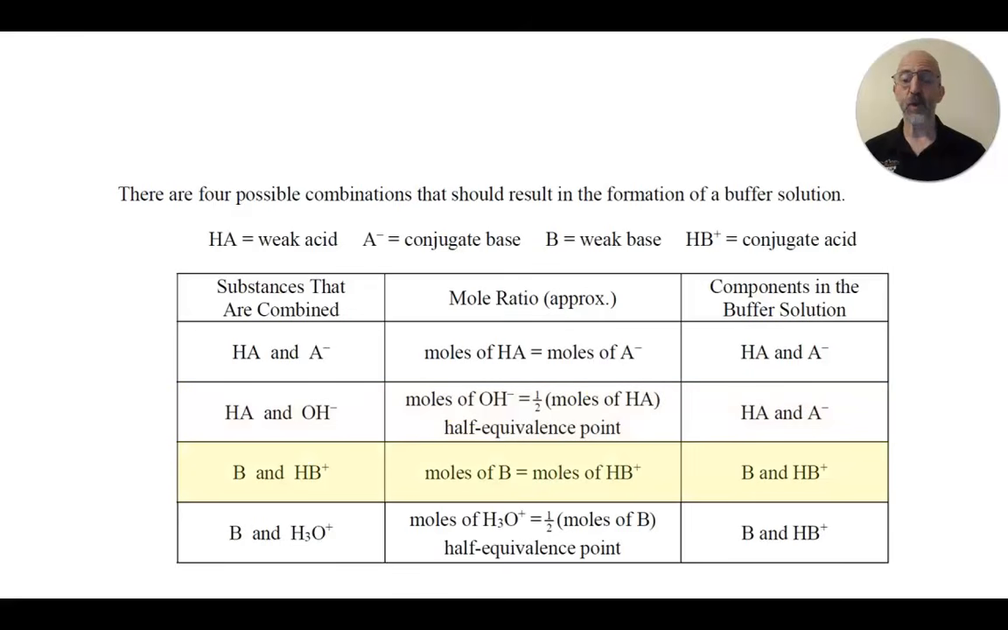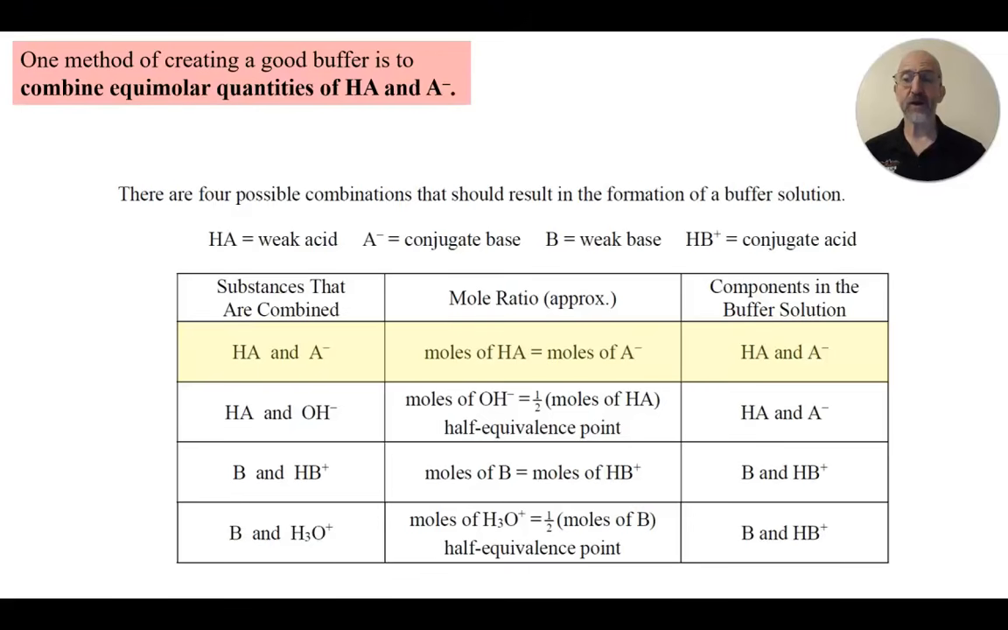You could combine the weak base with its conjugate acid in equal amounts to get a mixture of B and HB+. So for example, ammonia and ammonium, NH3 and NH4+. But you could also take that weak base and react it with a strong acid to get to the half equivalence point. So if you added a strong acid such that the moles of strong acid are half the number of moles of the weak base, then you would also produce a good buffer solution with an equimolar mixture of B, the base, and HB+, the conjugate acid. So this is what we're looking for in this part of the question.